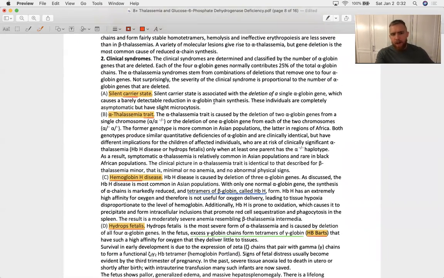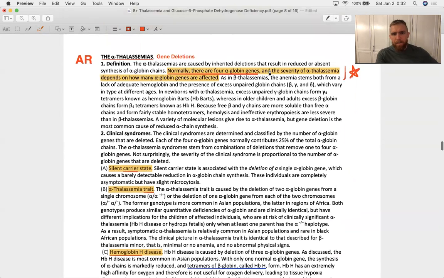Silent carrier, okay, nothing going on there. What's the mechanism? Just plain old deletion of the gene. You just don't have it. No partial functioning again. You just don't have however many out of 4 possible alpha globin genes.